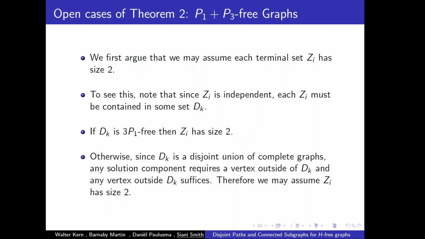Otherwise, our set Dk is the disjoint union of complete graphs, and since our terminals are independent, each one lies in a different complete graph. So we need at least one vertex from outside of Dk to connect our terminals, and because Di is complete to Dj for i not equal to j, any one vertex from outside of Dk will do. So therefore we may assume Zi has size 2.